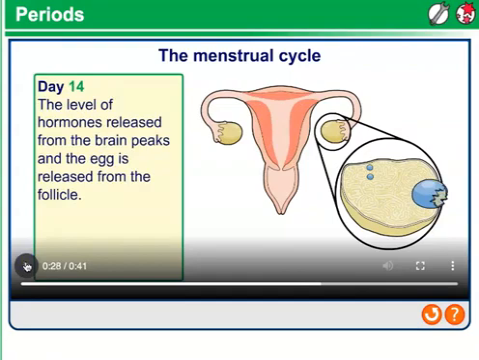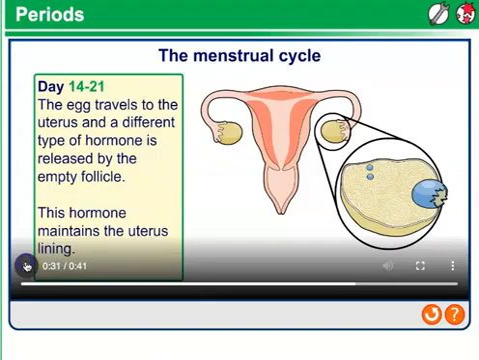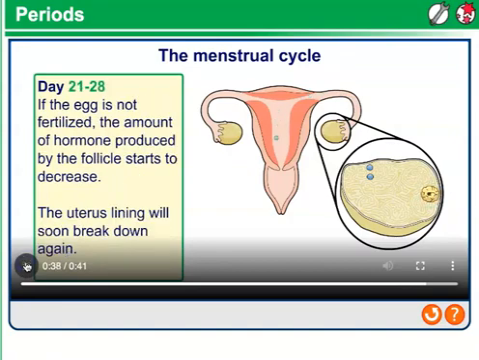Around day 14, the level of hormones released from the brain peaks, and the egg is released from the follicle. From day 14 to 21, the egg travels to the uterus, and a different type of hormone is released by the empty follicle. This hormone maintains the uterus lining. If the egg is not fertilized, the amount of hormone produced by the follicle starts to decrease. The uterus lining will soon break down again.